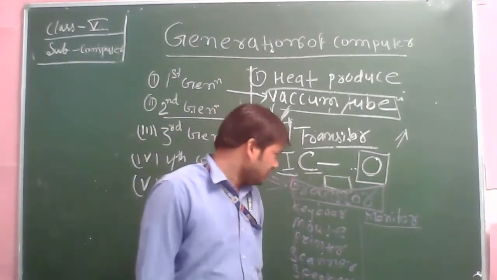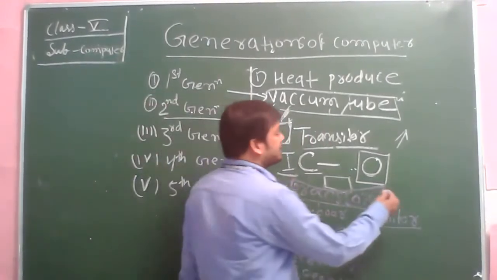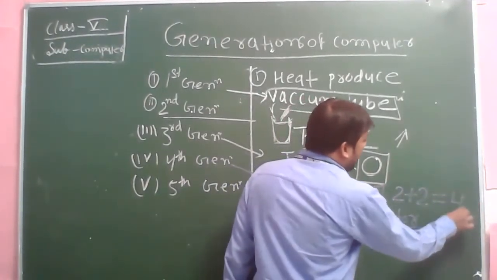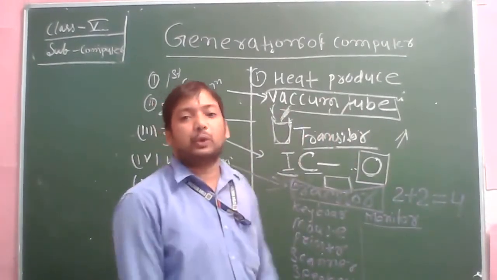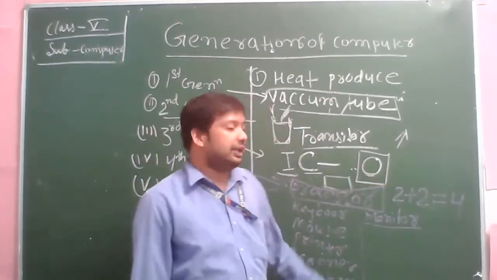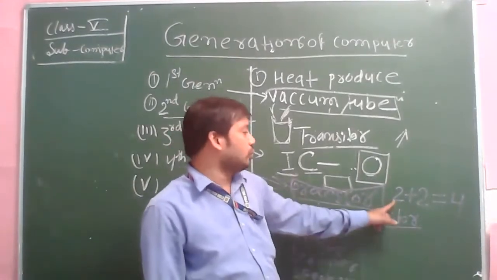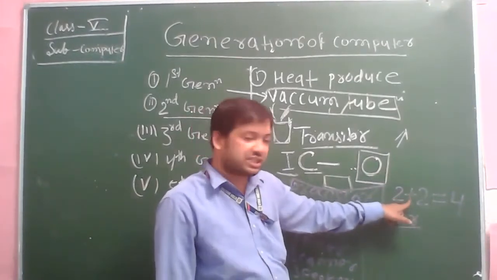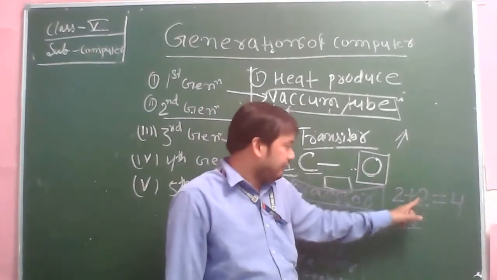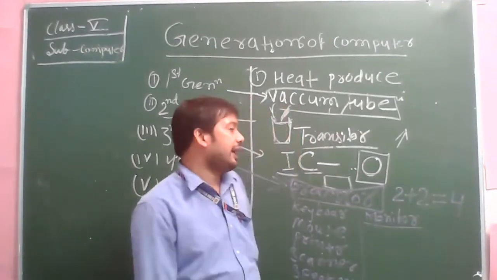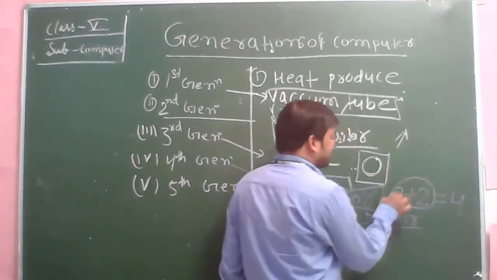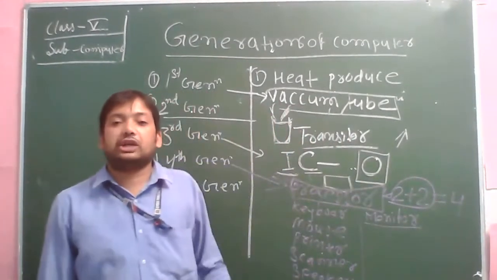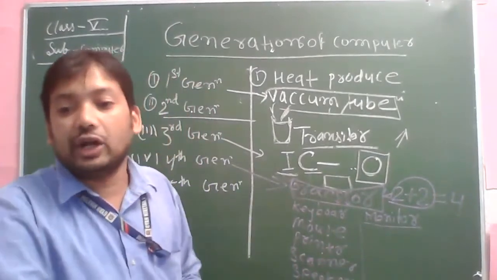Now see, if you give the command 2 plus 2 is equal to 4, how is this data processed by the processor? When we input the data from the keyboard, 2, then plus, which is the mathematical operator, and again 2, this data goes to the processor. After the data goes to the processor, the processor will process the data.